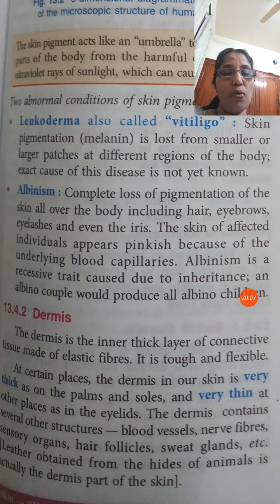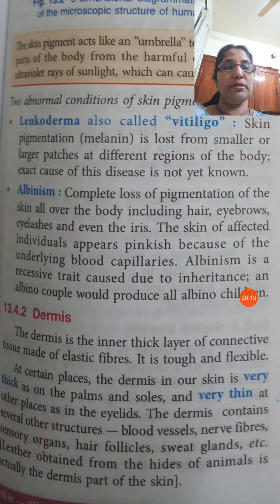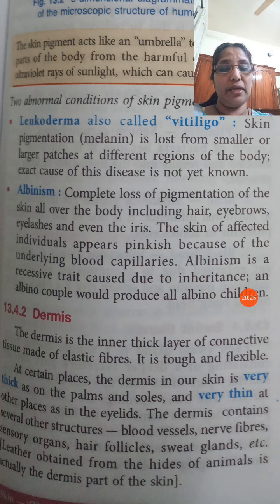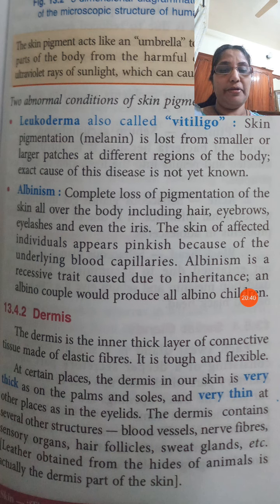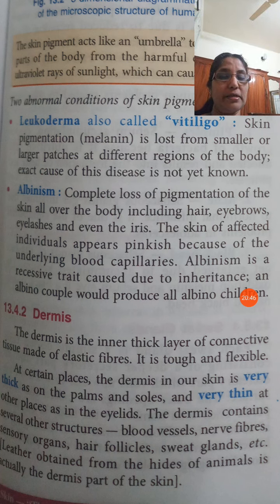Otherwise, we cannot hold things or walk, so our palm or the sole is protected by the addition of dead cells or living cells. At certain parts, the epidermis, dermis, etc. are very thick. In certain regions, like the eyelids, it must be very thin. So it may vary. Then several other structures, that are the blood vessels, nerve fibers, sensory organs, hair follicles, sweat glands, etc., are formed from the dermis region.